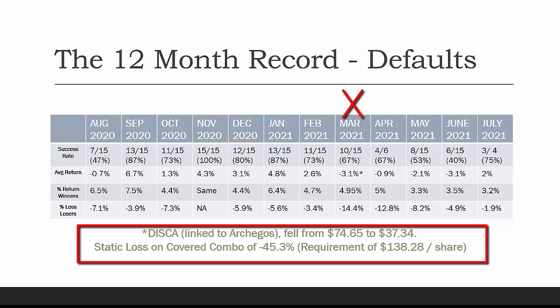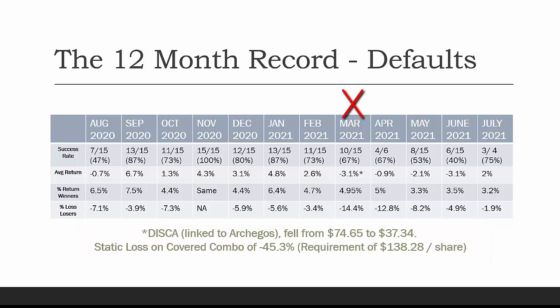In about a 3-day period, DISCA dropped from 74.65 to 37.34. The static loss on the covered combination was minus 45.3%. This would have been a monetary requirement of $138.28 per share. So even if you just did 100 shares, you'd be down close to $6,000 on that one trade. If we took DISCA out of the results, this would have changed the dynamic to 10 out of 14, a 71% success rate, with the average return of 3.3%. We decided to leave it in just for the comparison.